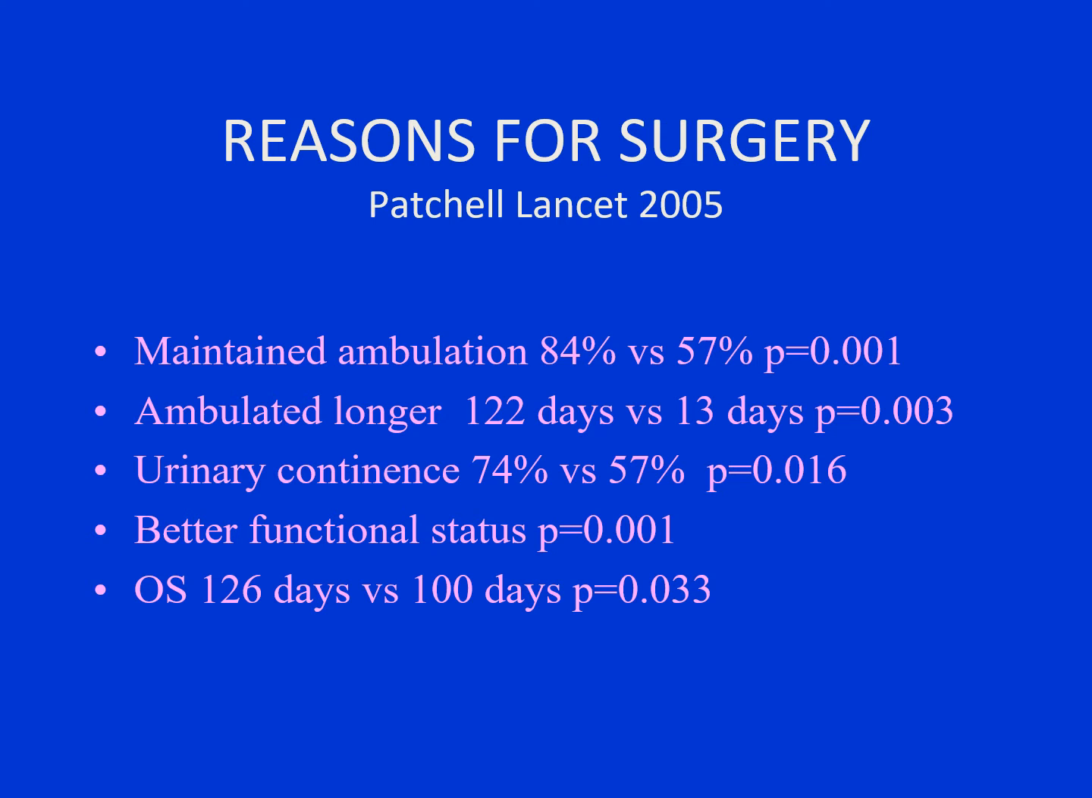The study was terminated early because it reached early stopping rules where the surgery was shown to be better. The patients who received surgery maintained their ambulation better, 84% versus 57%. They ambulated longer. They ambulated for 120 days versus 13 days. So they basically ambulated until they died of their metastatic disease. Urinary continence was better in patients who received surgery, and they had better functional status. And if you look at the p-values, all of these are not insignificant. These are very significant p-values.